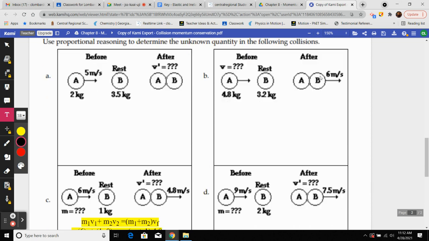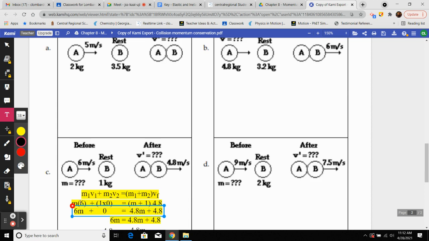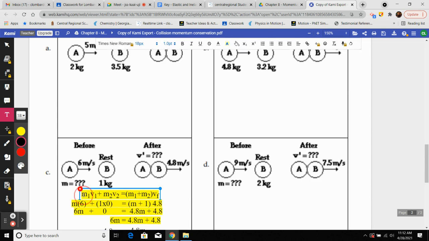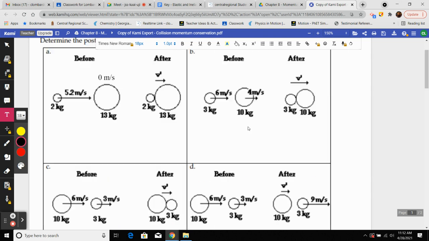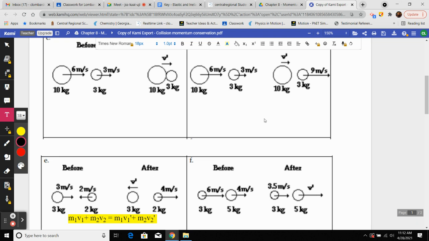Before and after, what is this? Is this an inelastic or elastic collision? Letter B, how do I know? Look at the after picture, and are they in contact? Yep. So if that is the case, then it is an inelastic collision. So you can go back up to the top, inelastic, use that equation.